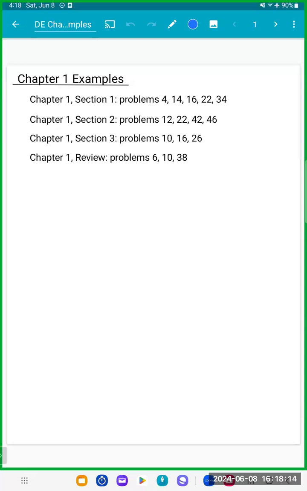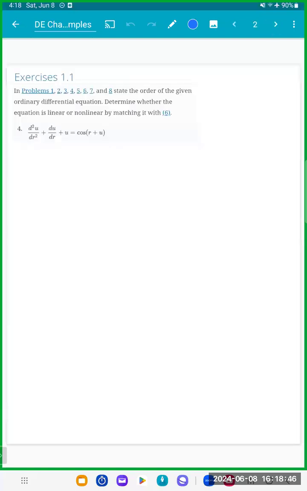This chapter, I am going to cover these examples from sections 1, 2, and 3. And then I'll also cover some problems from the review at the end of the chapter as well. So I would recommend that you use these problems as a guide to help you practice for the homeworks and to study for those quizzes and the midterm exam.